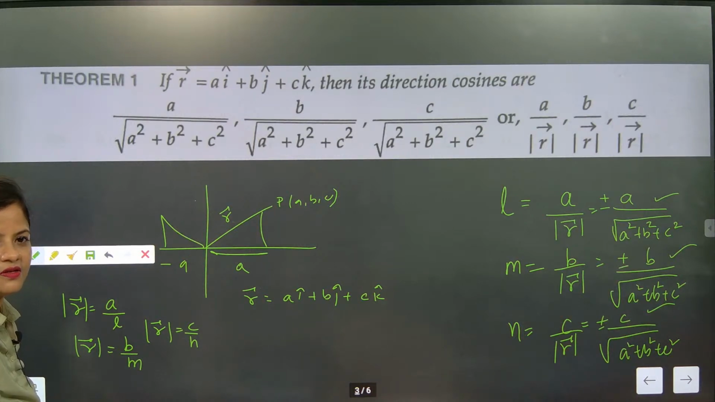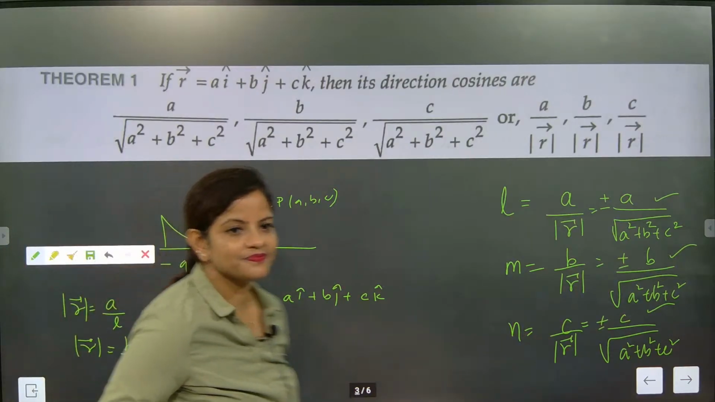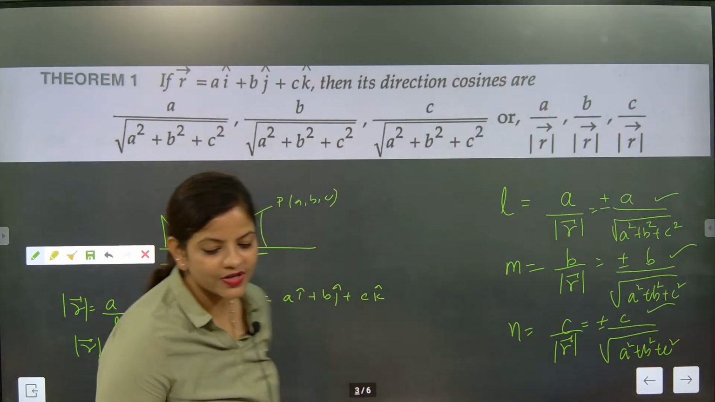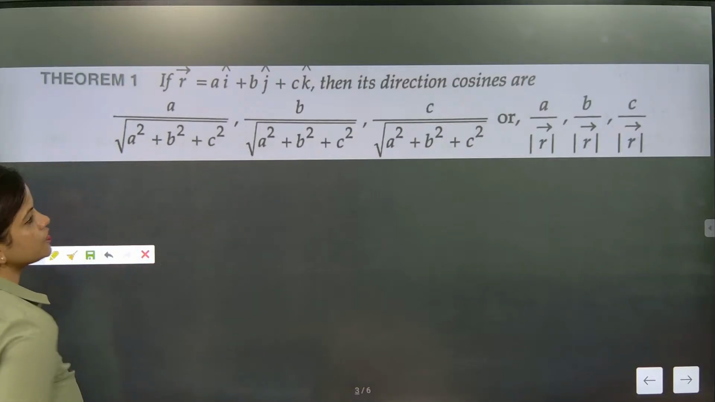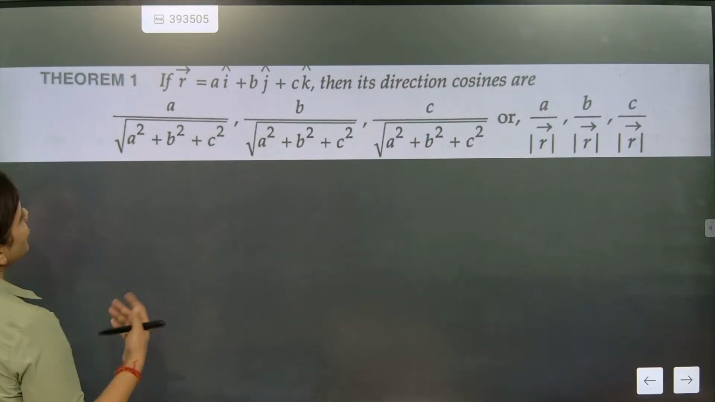I hope it is done. One time itself: plus minus A by root under A square plus B square plus C square. How was the class today? Did you understand? Now one question to solve. Ready for this question? Solve it.